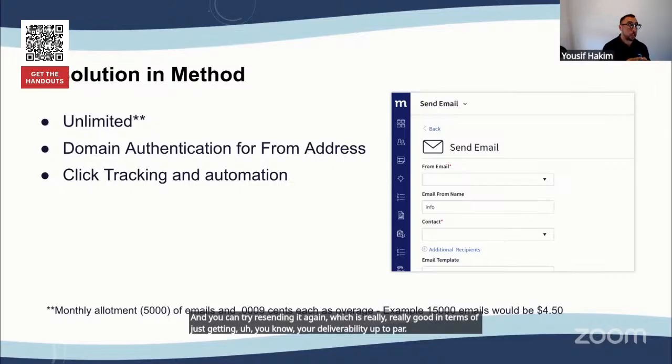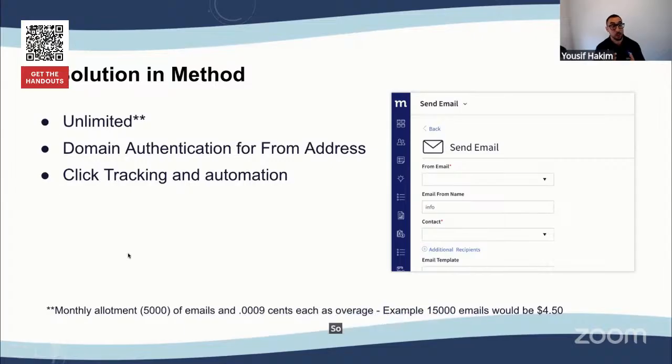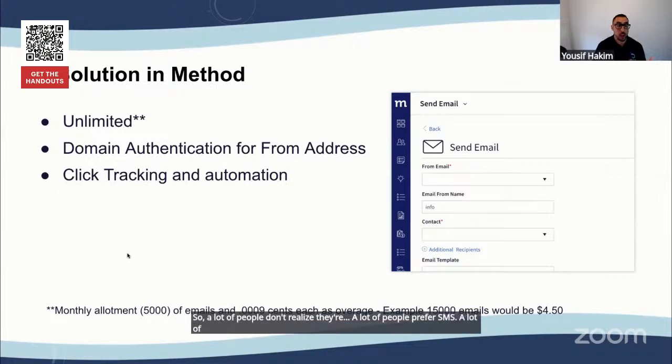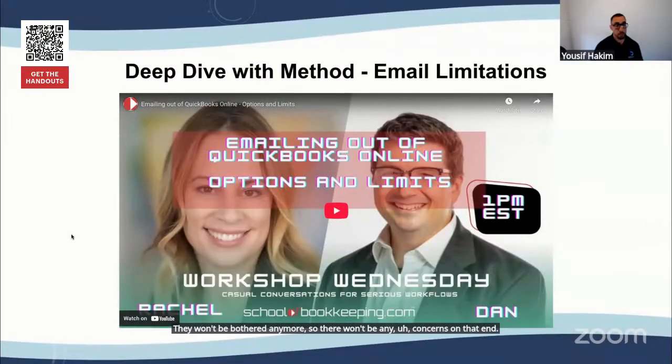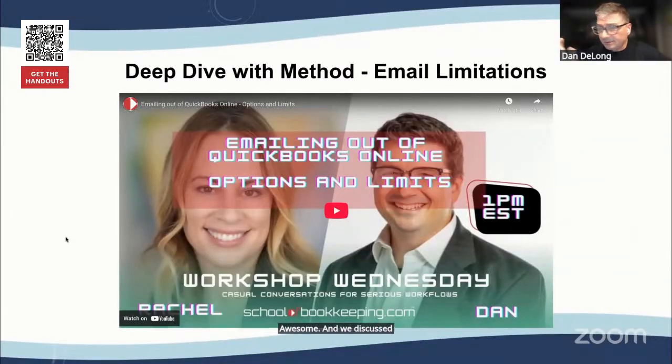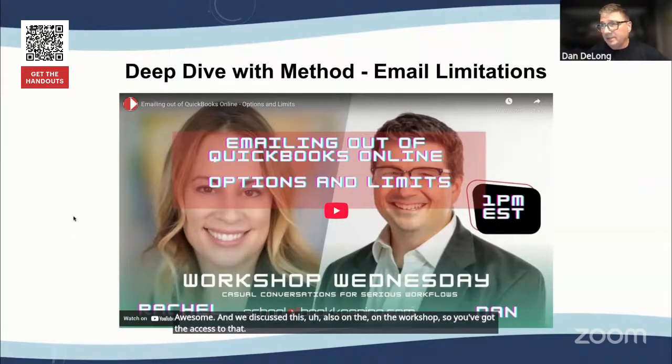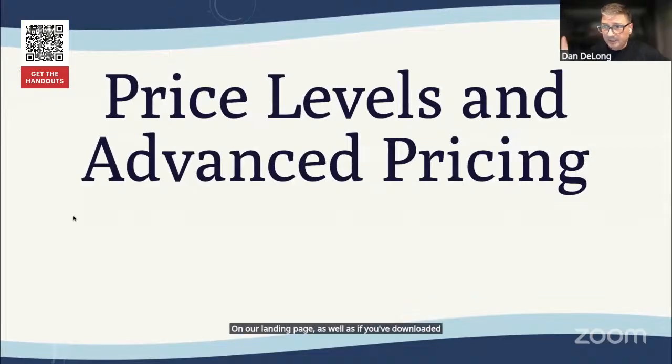And another thing we didn't mention on this slide, there's also that for SMS. So a lot of people don't realize a lot of people prefer SMS. A lot of clients that I work with, they say, hey, email's nice, but I really want an SMS notification sent out to my customers. Now, obviously, you can do the opt-out option, which I believe Method also handles for you. So if they opt out, they won't be bothered anymore. So there won't be any concerns on that end. Awesome. And we discussed this also in the workshop. So you've got access to that on our landing page, as well as if you've downloaded the slides as well.